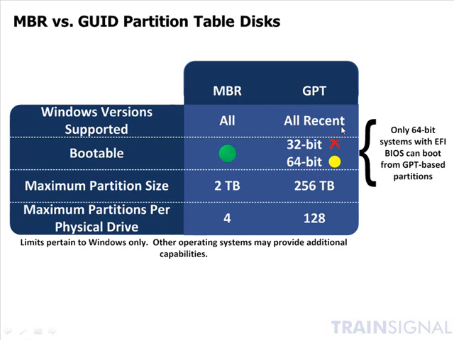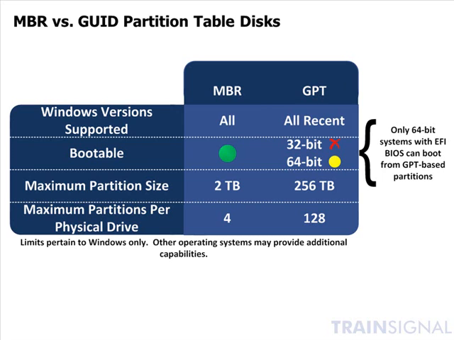Windows 7. GUID partition table disks support recent versions of Windows, such as Windows Server 2003, Windows Vista, Windows Server 2008, and Windows 7. Now, don't forget that just because Windows supports it, if you don't have that EFI BIOS and a 64-bit version of Windows, you're done. You're not going to boot with that GPT disk. So for boot disks, it's probably best for you to just stick with the master boot record type.